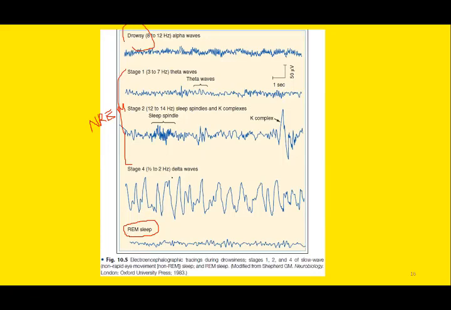Delta waves are commonly observed in stage 4 of non-REM. Here you can see the amplitude is significantly larger as compared to beta waves and alpha waves. That is why stage 3 and stage 4 of non-REM is also known as delta sleep.